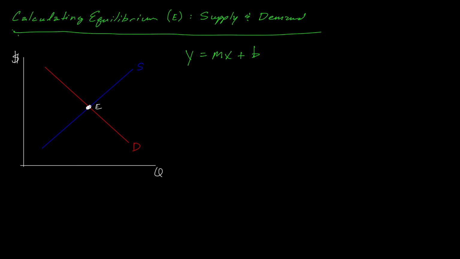And real quick to the side over here, let's define what equilibrium is. That's when quantity demanded equals quantity supplied, and that is equilibrium, E. I think that's how I've mostly denoted it in class.